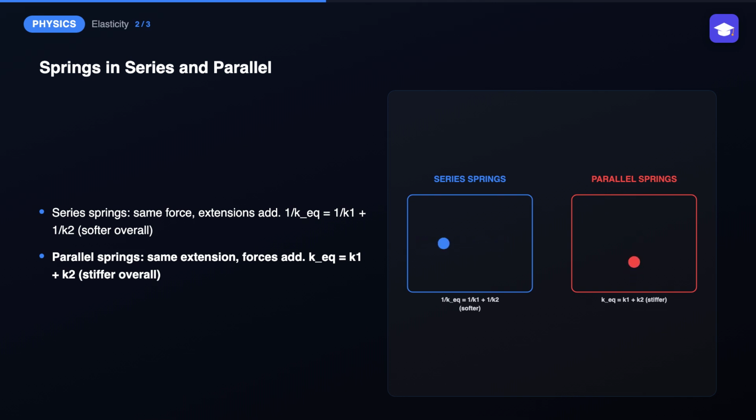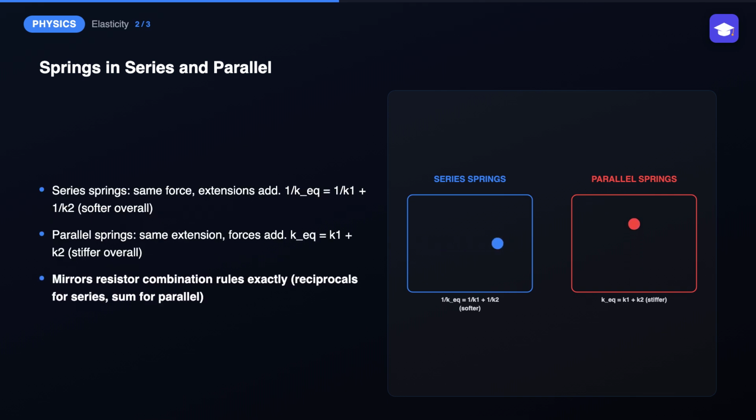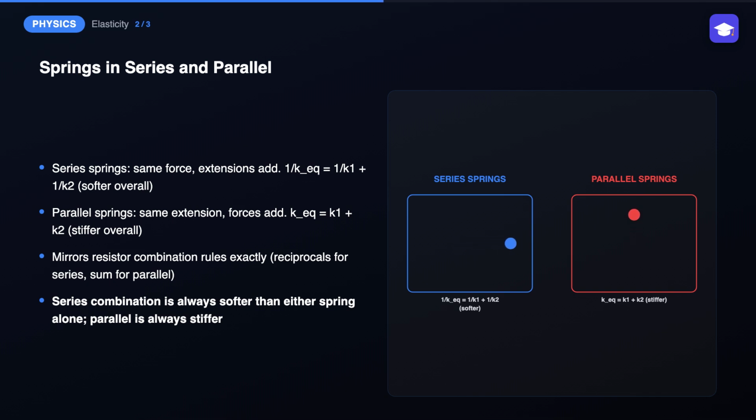When two springs are connected in parallel, they share the exact same extension, but their individual restoring forces add together, giving a combined effective spring constant that's simply the direct sum. k equivalent equals k1 plus k2, meaning the combined parallel spring constant is always larger. The combination becomes stiffer, harder to stretch.